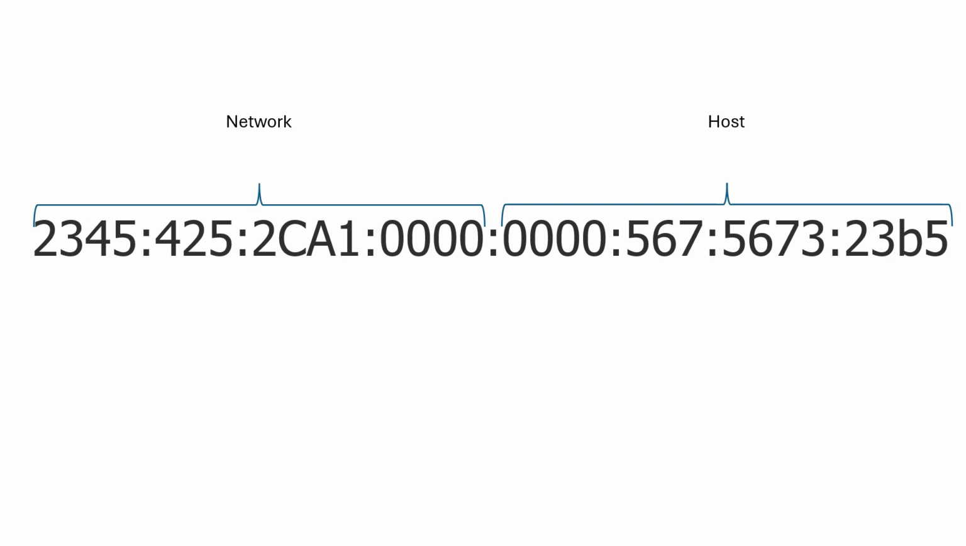So how does the router find out the network and host address by looking at the IPv4 address? Let's have a look at it.